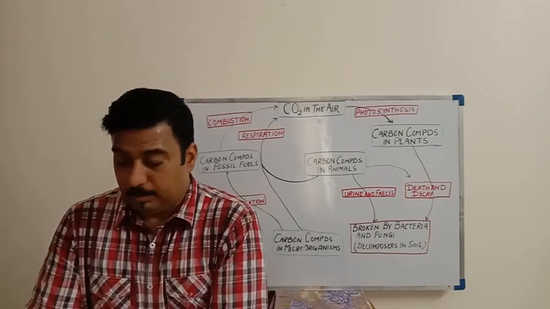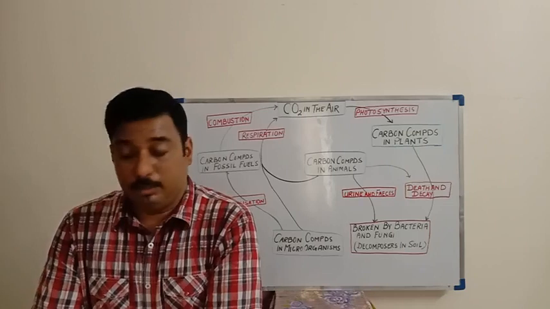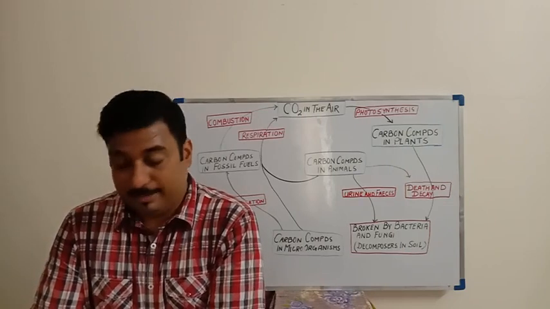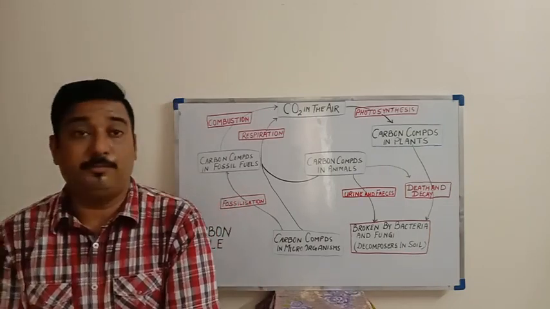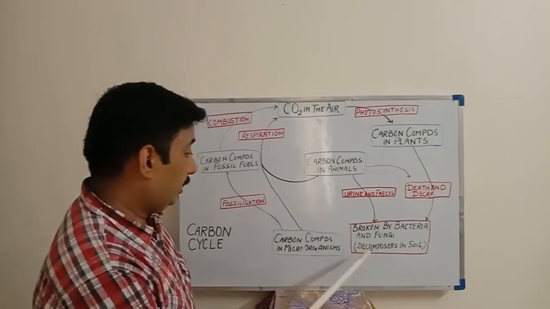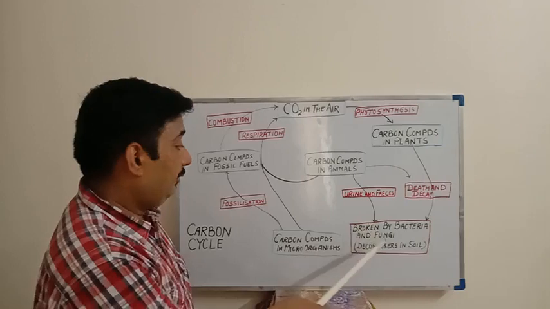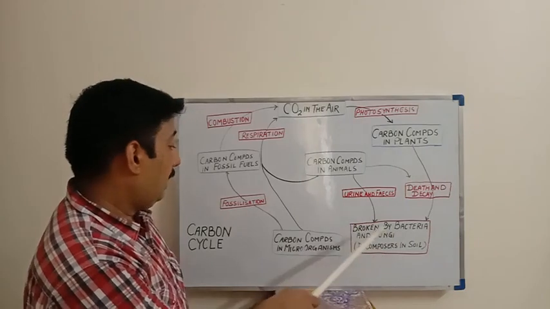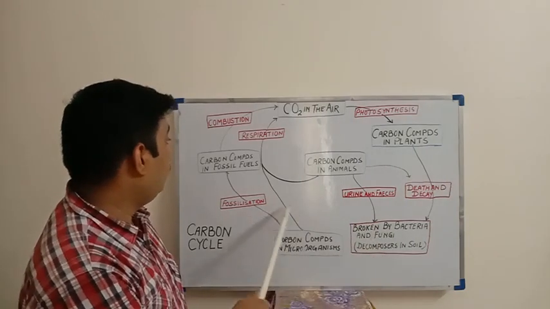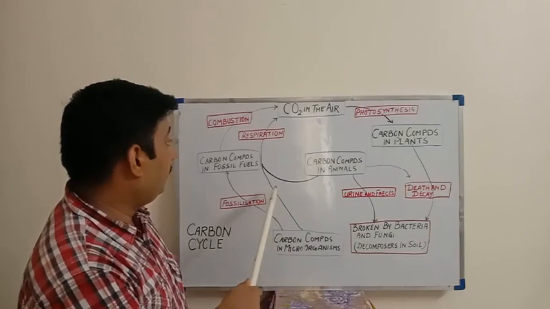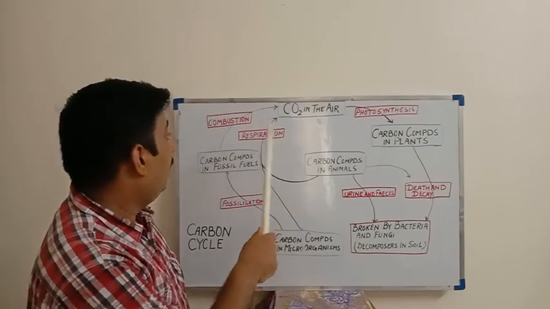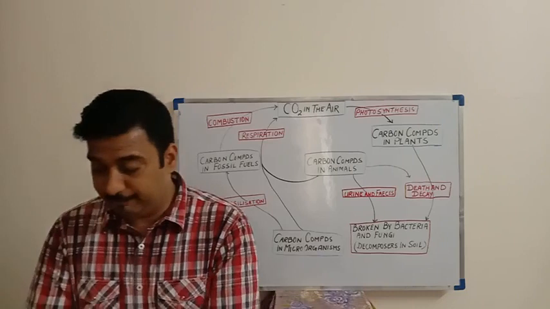During the process of respiration, decay of dead plants and animals, and combustion of fossil fuels, carbon returns to the environment. You can see here decay and death, then it will be acted upon by the microorganisms, and again through fossilization also it will be acted upon by the respiratory process of the microorganisms, and it will again come back to the environment.